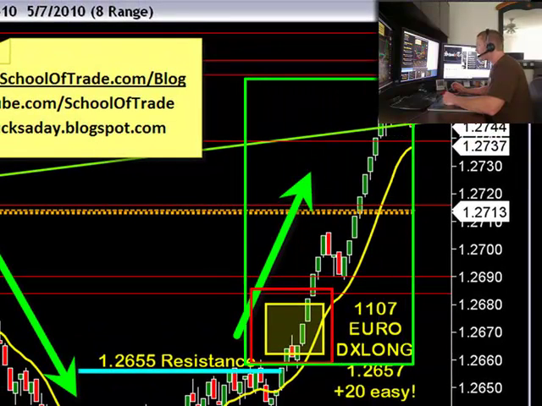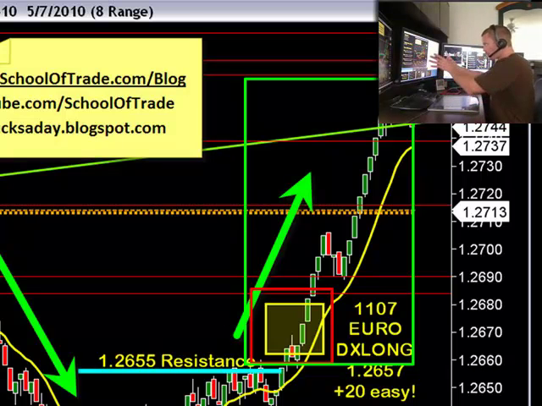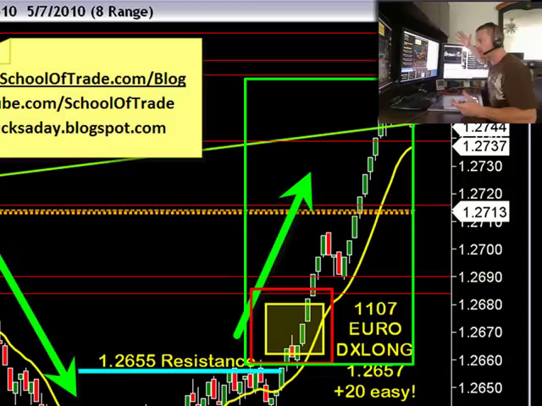The move itself went a lot more than 20 ticks. In fact, the move itself went close to 100 ticks, right, 2660 up to 2760. Now, if you only grabbed 20 ticks of this move, how would you have done today? Again, very conservative. This was a 100 tick move.